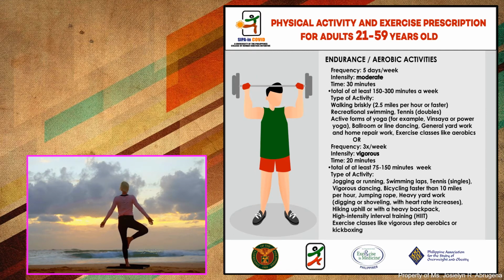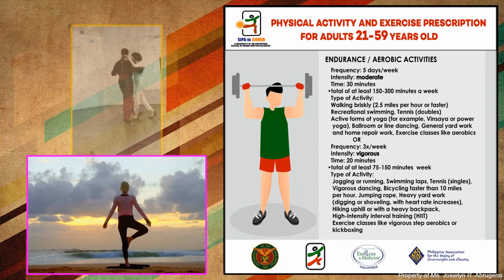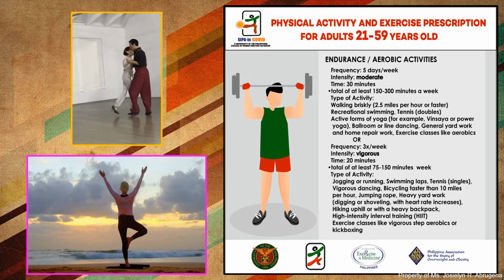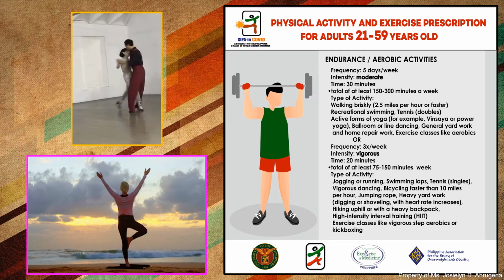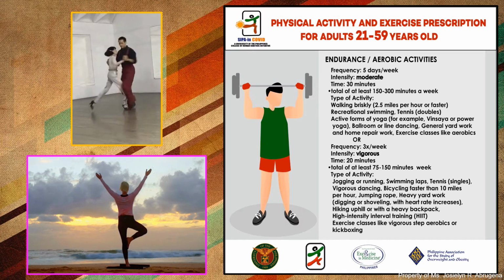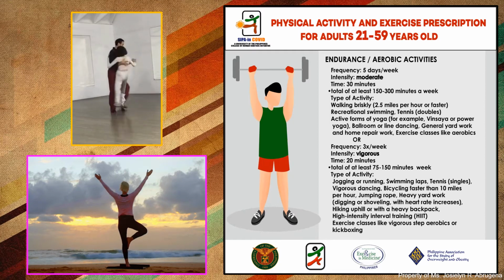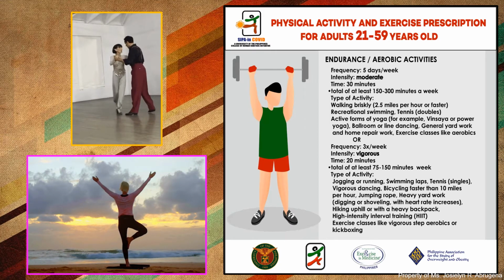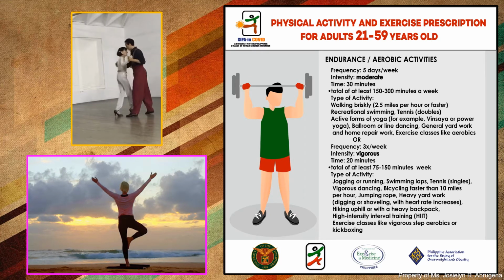Active forms of yoga, for example, Vinyasa or power yoga. Ballroom or line dancing, general yard work and home repair work, exercise classes like aerobics. Or frequency: 3x a week. Intensity: vigorous. Time: 20 minutes. Total of at least 75 to 150 minutes per week.